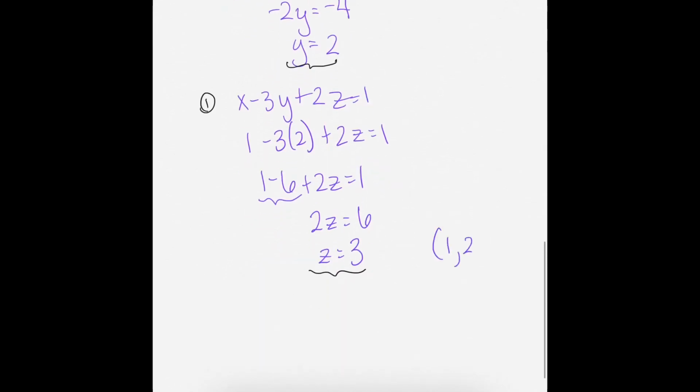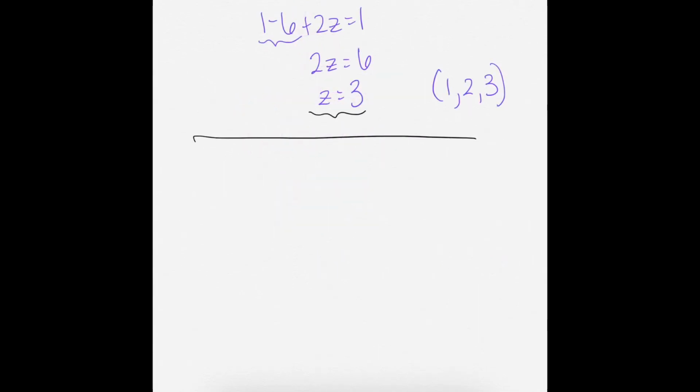So my solution set is 1, 2, 3. X is 1, y is 2. So I wanted to show you another example. It's not much different than what we had before, but just in case you come across one and it confuses you. Let's say we have 3x plus 5y plus 2z equals 0.